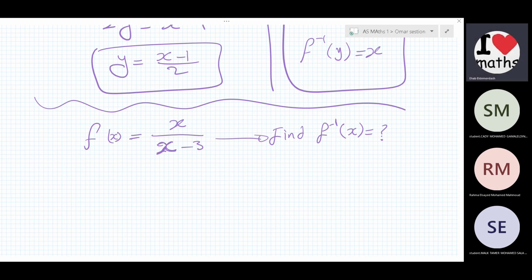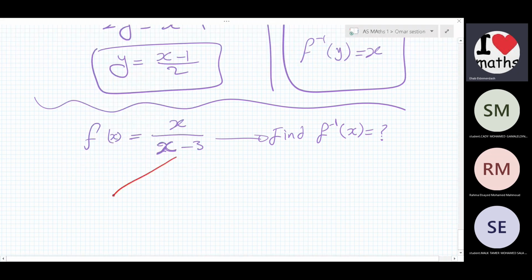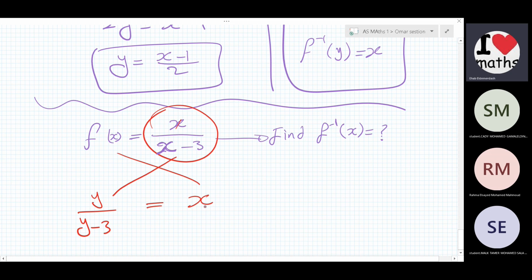Okay, let me answer the question. My first step, listen to me, I have to make an exchange between x and y. I will do it crosswise. So x over x minus 3, I will make it y over y minus 3. Are you clear on that? So I made it y over y minus 3 equals x, which is x over 1.